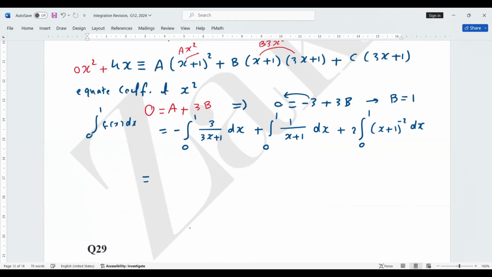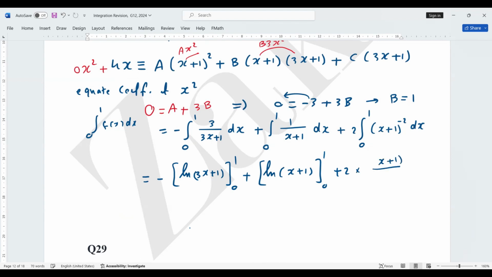Equals negative ln 3x plus 1, and the limit from 0 to 1. Plus ln x plus 1, and the limit from 0 to 1. Plus 2 times, this is chain rule, multiply by 1. So we add 1 to the power and divide by new power. So it's x plus 1, power negative 1 over negative 1, and the limit from 0 to 1.